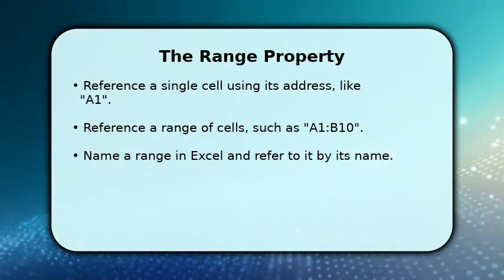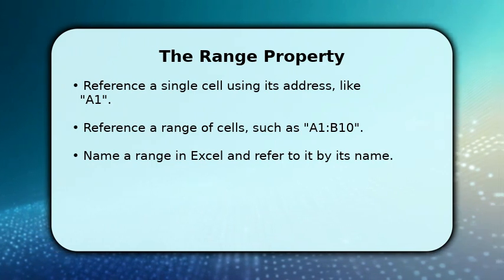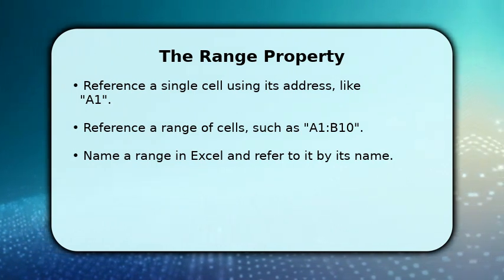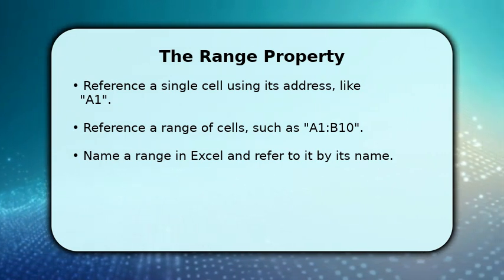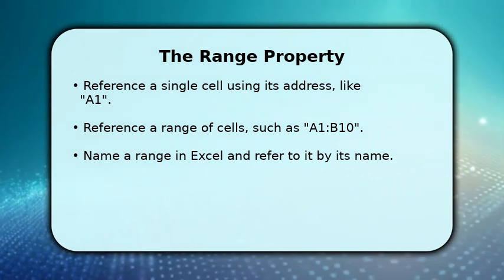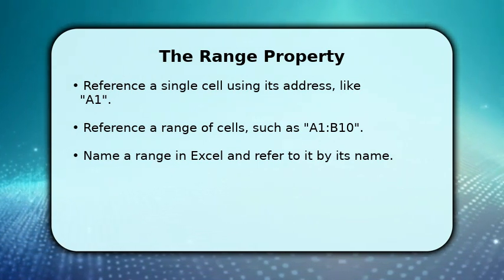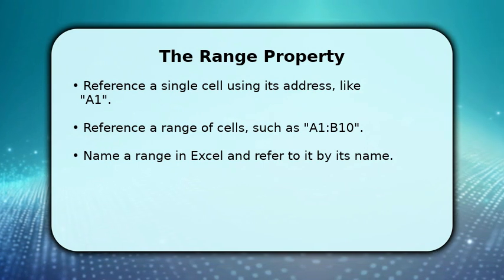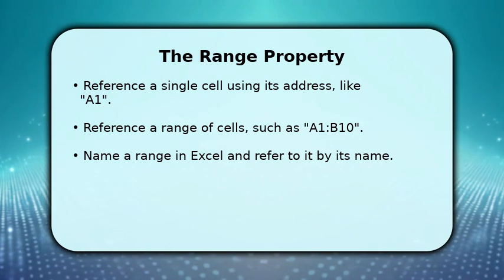The Range property is one of the most common ways to refer to cells. You can specify a single cell, for example, Range("A1"), or a group of cells like Range("B2:D5"). This method is straightforward when you know the exact cell addresses. You can also refer to a named range, which makes your code more readable and adaptable. For instance, if you name a range SalesData, you can simply use Range("SalesData").